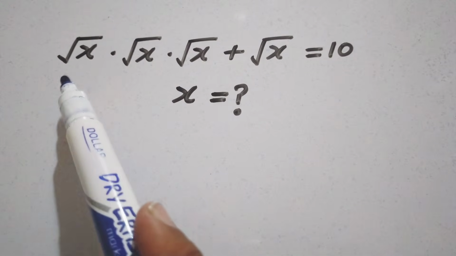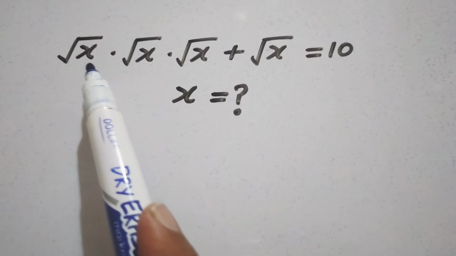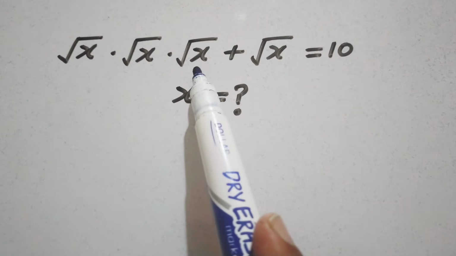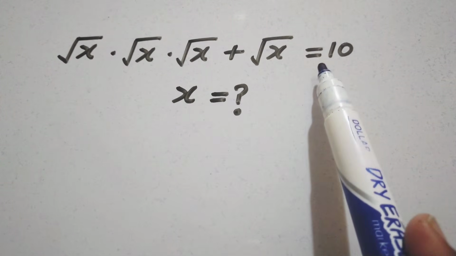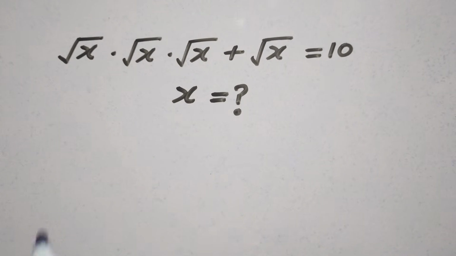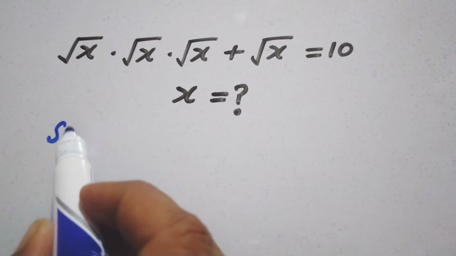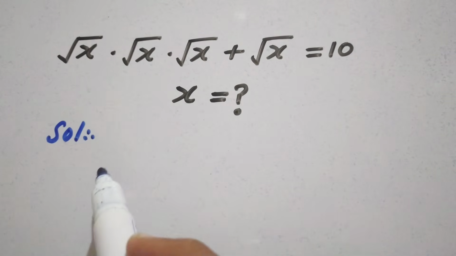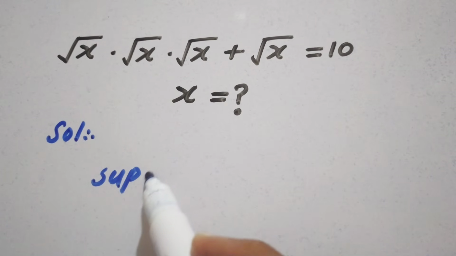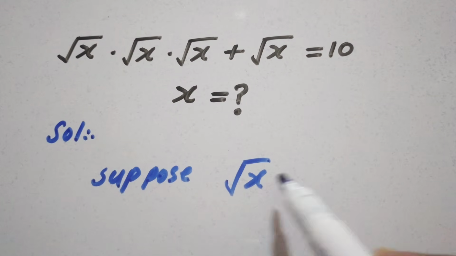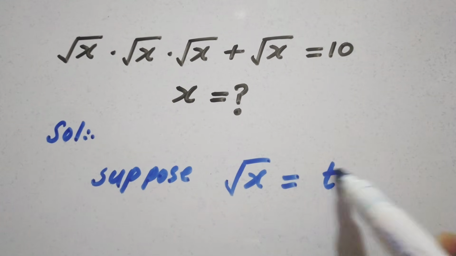Hello everyone, how to solve this very nice problem for the value of x: square root of x into square root of x into square root of x plus square root of x is equal to 10, and we are interested to find x. Let's come to the solution. First of all, suppose that square root of x is equal to t.